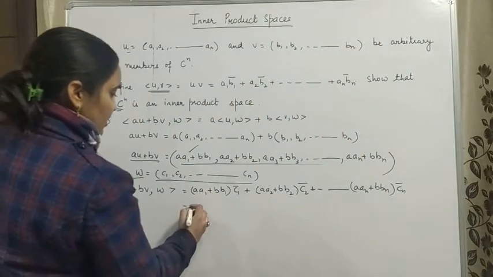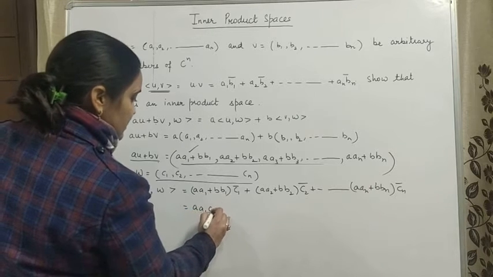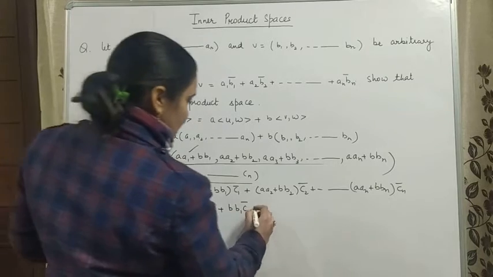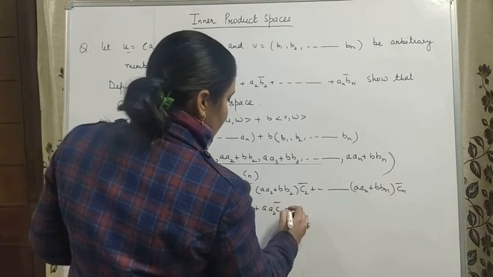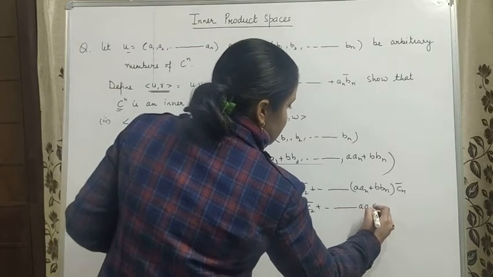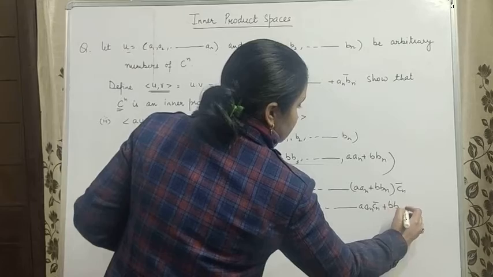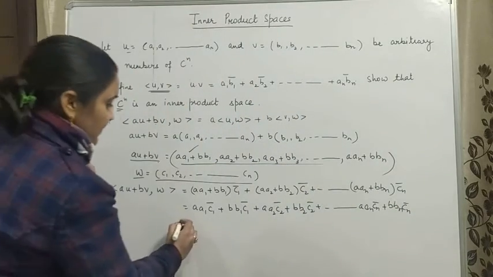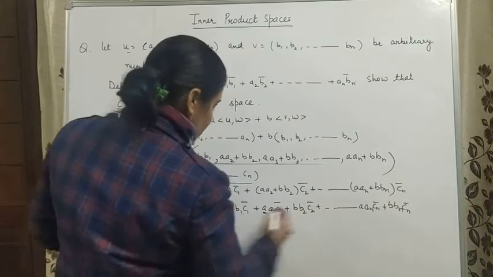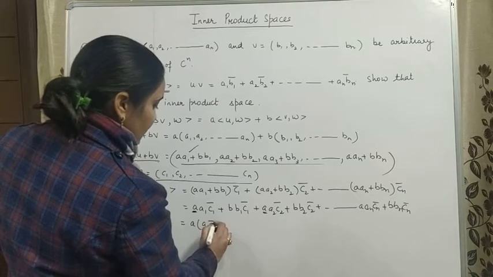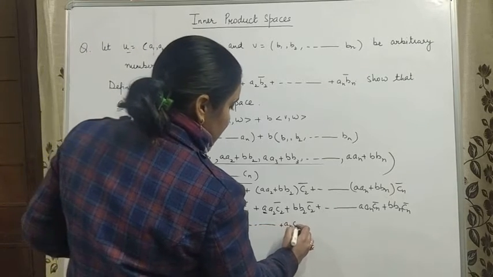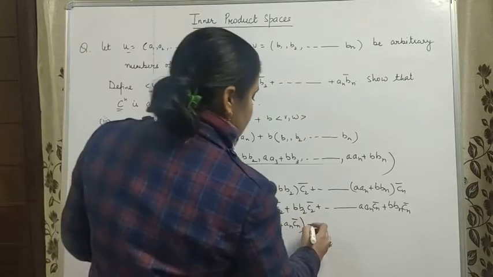So what will you get? You get a1 c1 conjugate plus b1 c1 conjugate plus a2 c2 conjugate plus b2 c2 conjugate and so on, an cn conjugate plus bn cn conjugate. So what will you get? Let us calculate the elements with scalar a: a times (a1 c1 conjugate plus a2 c2 conjugate and so on, an cn conjugate) plus b times.